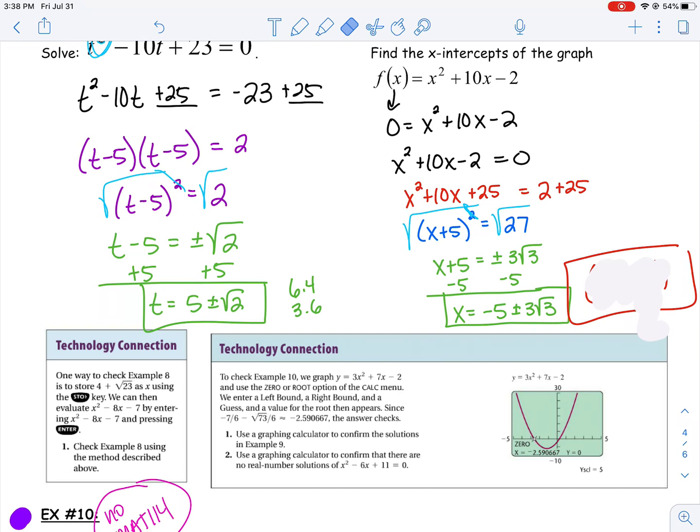There's some sort of a decimal, but those are the 2 places that my parabola, my graph, touches the x-axis. Now they're points, so I probably shouldn't have my answer as just an x equals. I should have them written as points, ordered pairs, x comma y's. So really our answer should be written -5 plus or minus 3 rad 3 comma 0. Those are my 2 points that touch the x-axis on this graph.